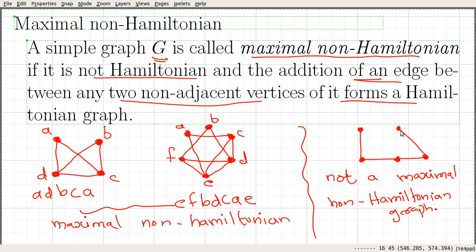Here we can add this edge, for example, and we can see that this graph is still not Hamiltonian. So maximal non-Hamiltonian graph means if you add one more edge, immediately that graph will become a Hamiltonian graph. Here if you add this edge, then that will become Hamiltonian. That's okay, but that condition must be true for any new edge. So if you add one more edge, then immediately that graph becomes Hamiltonian.